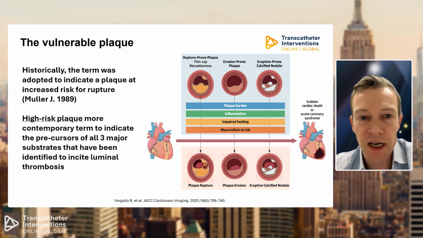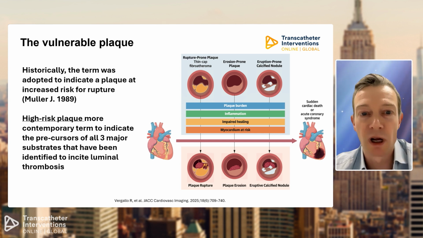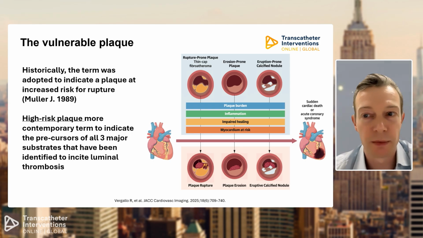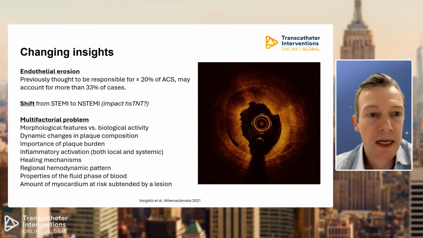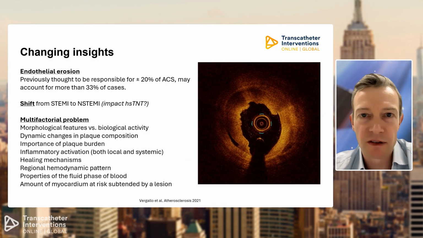And these 3 plaque types encapture the rupture-prone plaque, which is the thin cap fibroatheroma, probably the most well-known type of plaque, the erosion-prone plaque, and the eruption-prone calcific nodule, which is less frequent but also very important to be able to recognize.